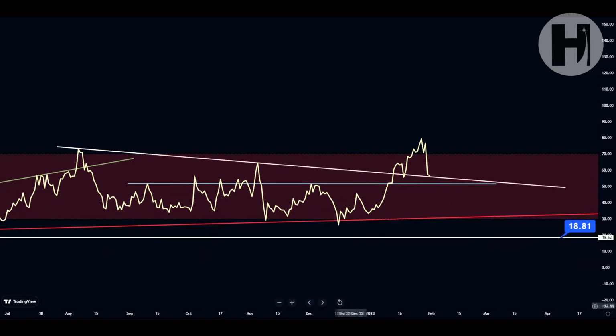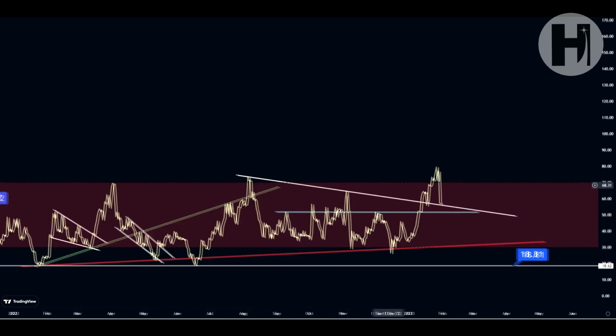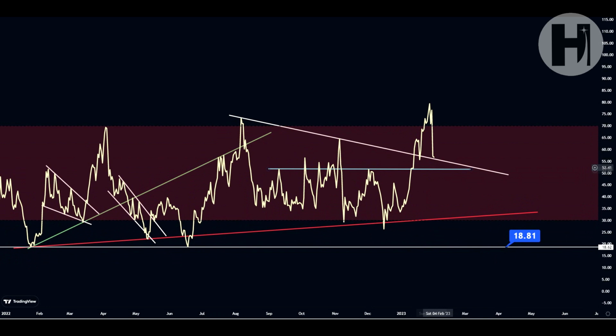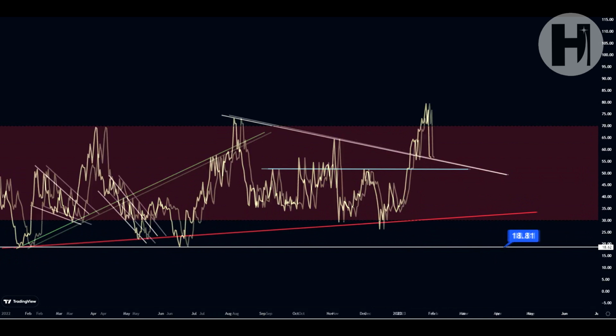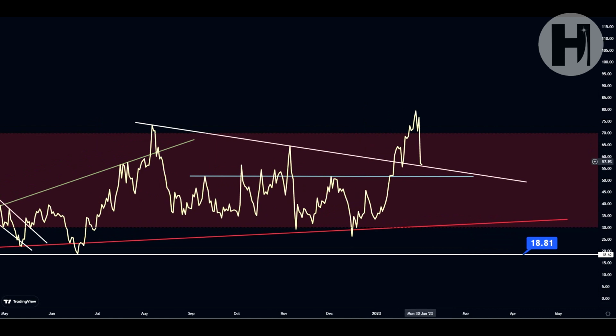As you can see, we broke above multiple resistance levels here. So the white trend line was broken through. That was the resistance that we created all the way back in August 2022. We retested that in November 2022. And this time around, we broke above. We had a little retest with a fake out. And now we're coming back down to retest the white trend line once again.